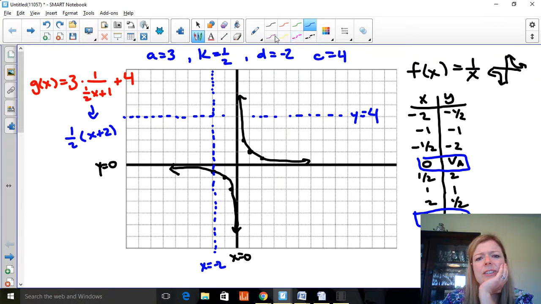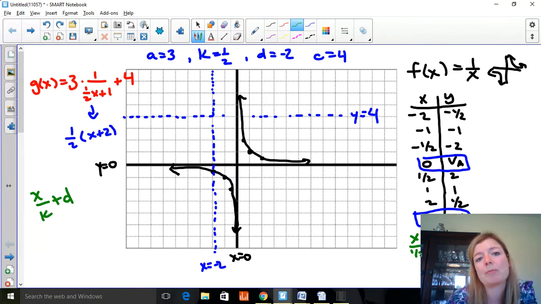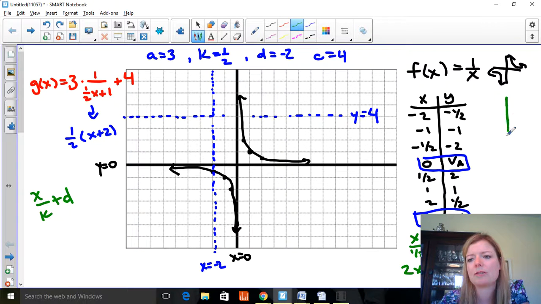Okay, so now I'm just going to use my table of values. Remember, it's always x over k plus d. So all my x's are being divided by a half, and then I'm subtracting 2. Another way of thinking about being divided by a half is being multiplied by 2. That looks nicer, doesn't it? So I can come up with my new table of values here.